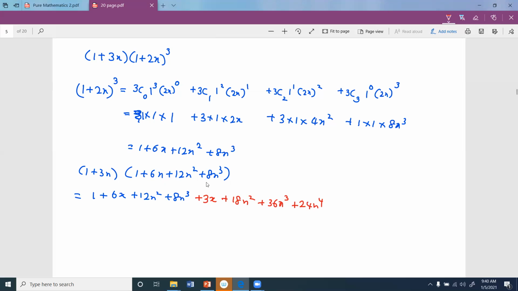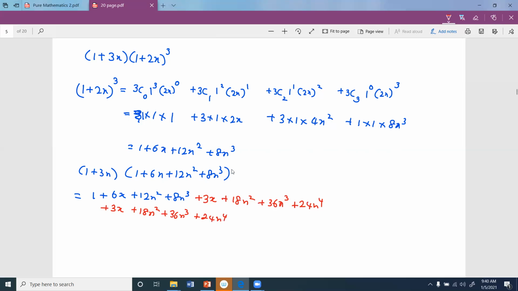Rather than writing horizontally, where there are a lot of terms to be written and sometimes you have to extend into two lines, I feel expanding like this is much easier for me. This is something I personally experienced. 3x into 1 is 3x, so I write that 3x below the same order terms. 3x into 6x is 18x², 3x into 12x² is 36x³, and plus 24x to the power 4.